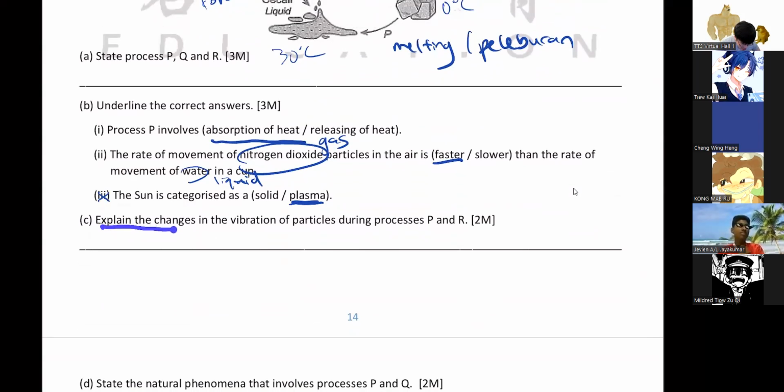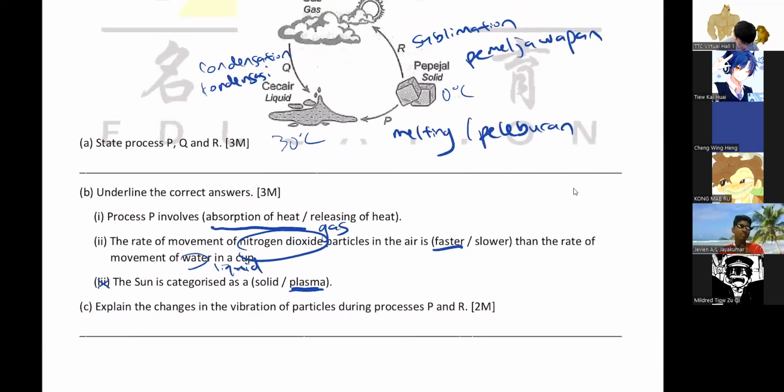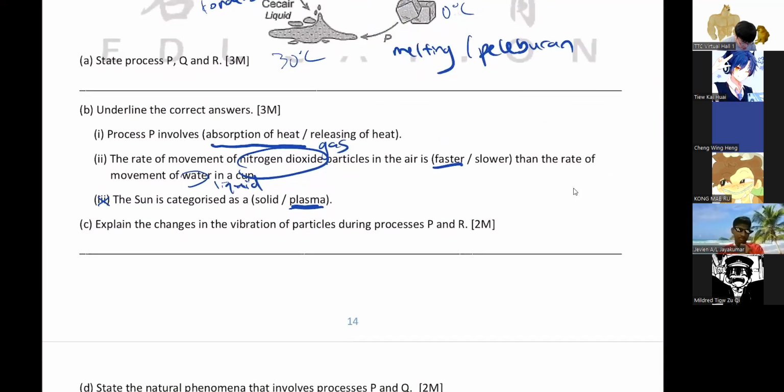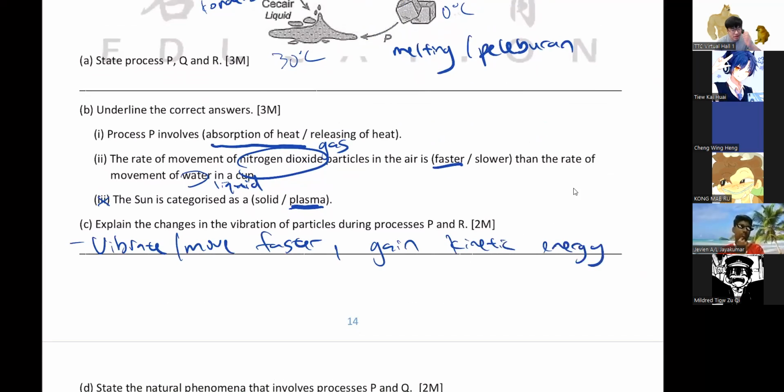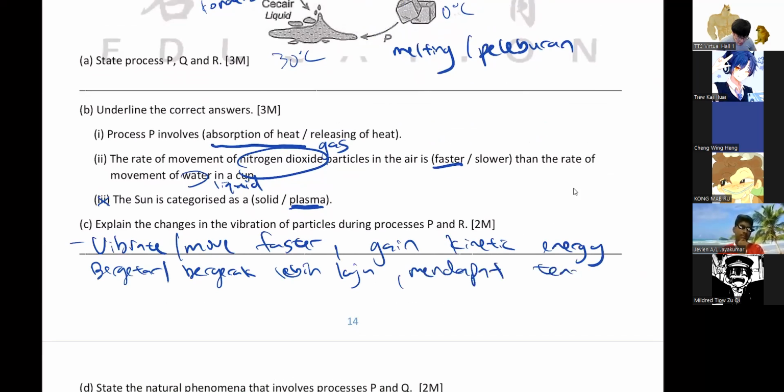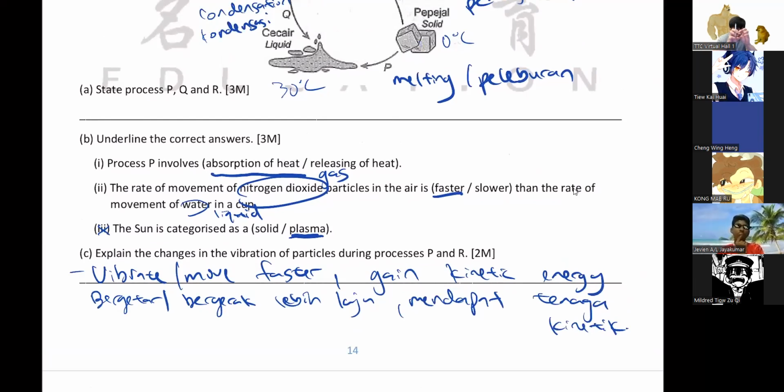C, explain the changes in the vibration of particles during P and R. P and R, they are becoming hotter, so they will vibrate or move faster. You can say they gain kinetic energy. Kinetic energy means they move faster. So bergetar atau bergerak lebih laju, mendapat tenaga kinetik. Kinetic means moving. Because solid is arranged very closely, as they change they move further apart. So they gain kinetic energy.